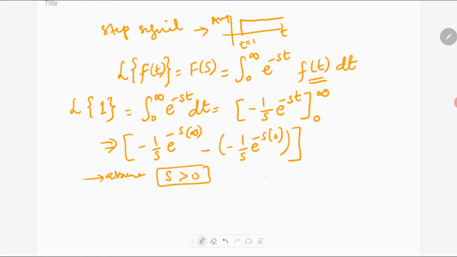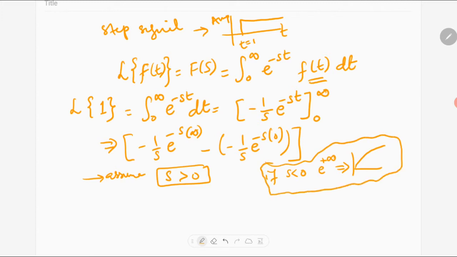So if s is less than 0, what will happen? E will have a plus infinity, which is something like this, right? So it doesn't converge to any value. It stays at infinity. We don't need that, right?